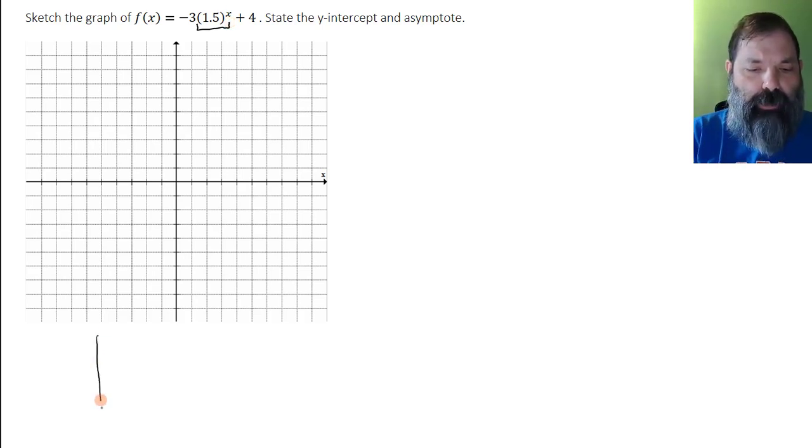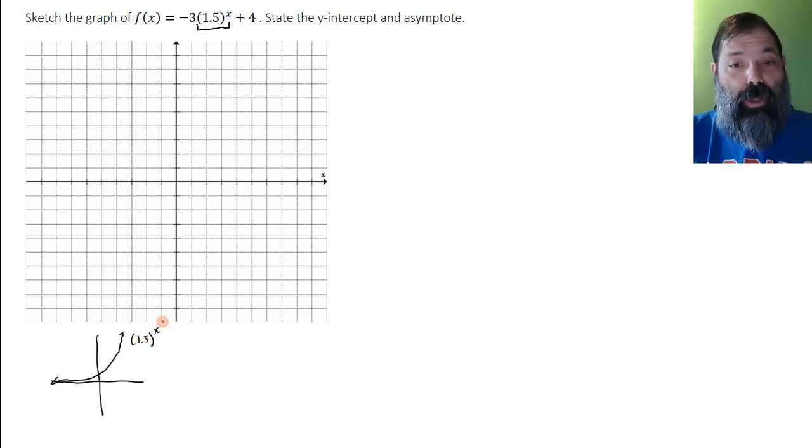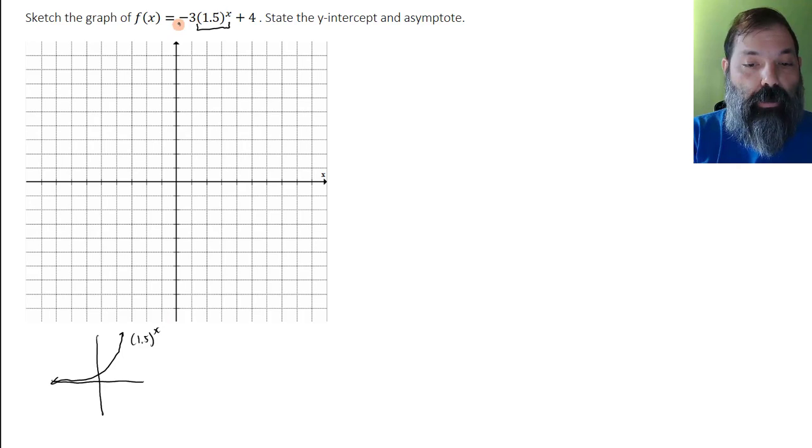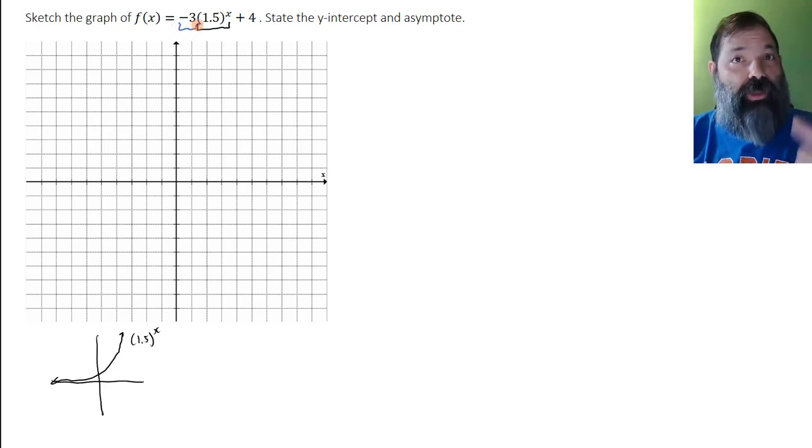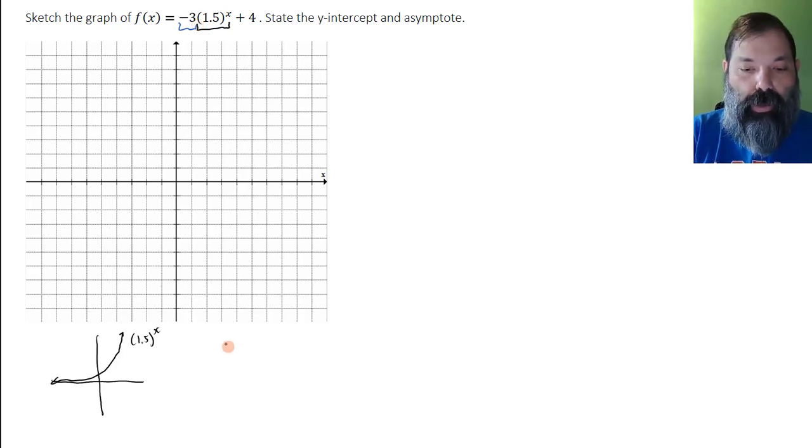All right, so immediately my first thought is that from the base function, it's going to look just like that, the 1.5 to the x. But now wait, I'm multiplying that by -3. So that's a scale factor. I'm stretching the curve, but the negative also tells us we're going to flip it vertically, about the x-axis. So now, just roughly, I'm going to have a curve that does something like this.